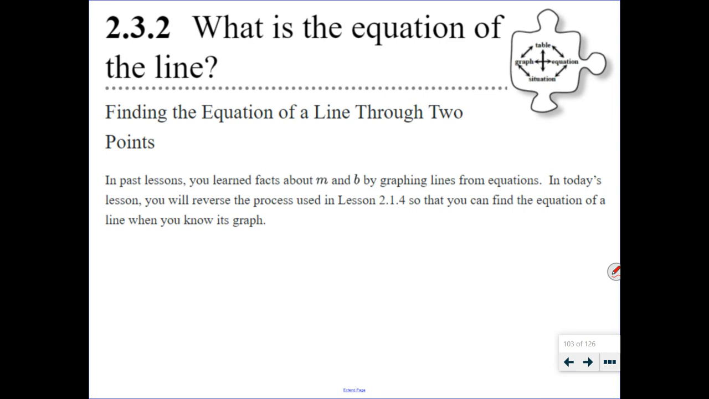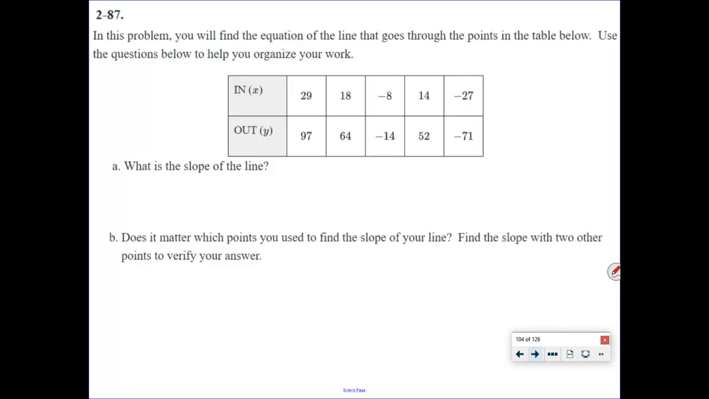In past lessons, you learned facts about m and b by graphing lines from equations. In today's lesson, you will reverse the process you used in lesson 214 so that you can find the equation of a line when you know its graph. Okay? So, our only problem, we're going to do problem 287 together. That's the problem we're going to do.